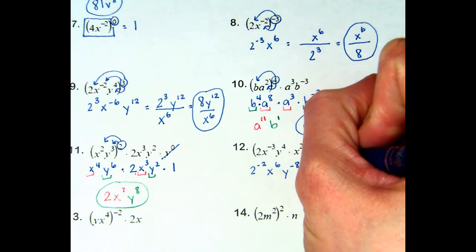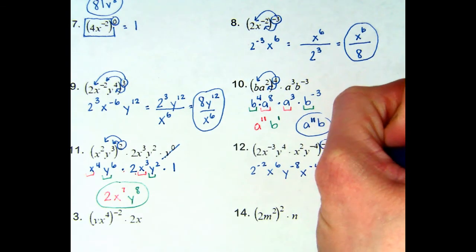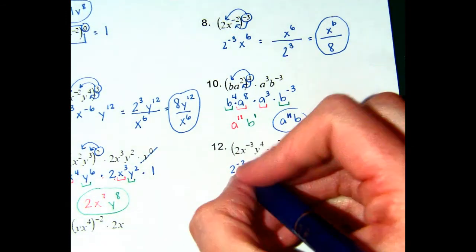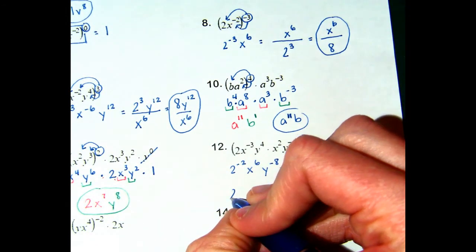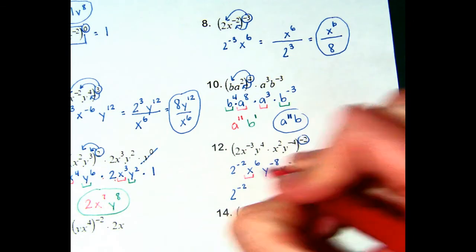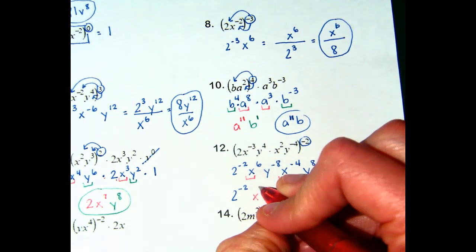X to the negative 4. Y to the 8th. Oh, this actually might not, we might not have to move too much. Okay, we're going to bring it down. 2 to the negative 2, I'm just going to bring it back down. Alright, then I'm going to look at bases. X and x. 6 plus negative 4 is x to the 2nd.